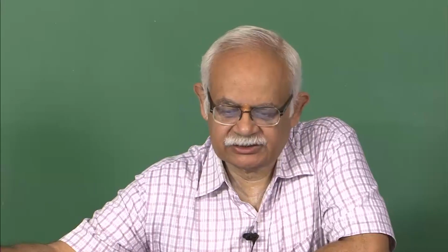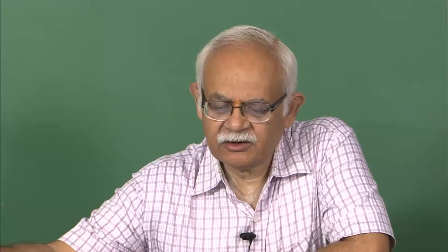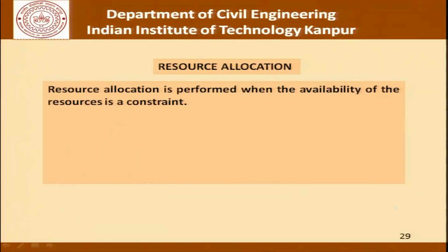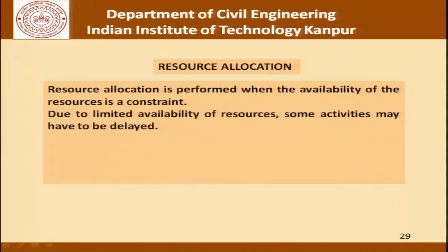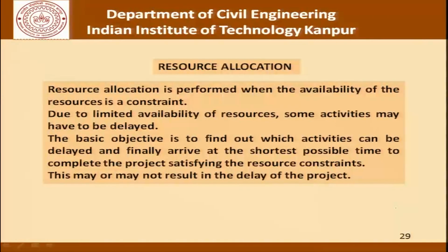Now coming to the discussion on resource allocation under a constraint. The resource allocation is performed when the availability of resources is constrained. Due to limited availability of resources, some activities may have to be necessarily delayed. The basic objective is to find out which of the activities can be delayed and finally arrive at the shortest possible time to complete the project satisfying resource constraints. This may or may not result in the delay of the project.